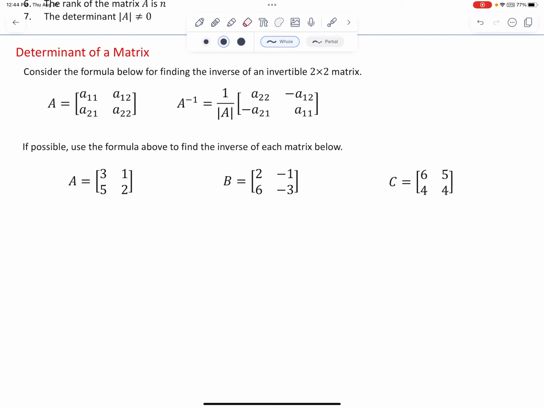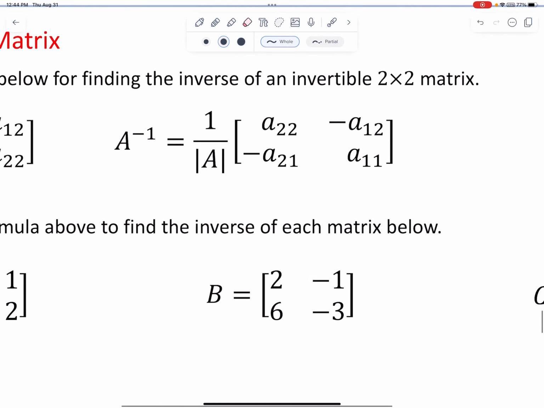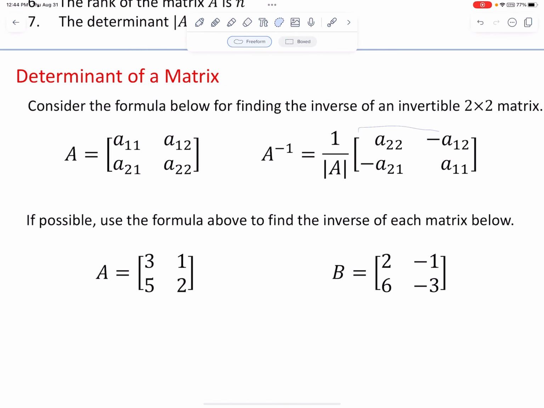So we have a 2x2 matrix, and if you want to find its inverse, you do the following formula. You do 1 divided by the determinant of the matrix. So this will be a scalar right here, multiplied by this rearranged matrix, and this will give you the inverse.